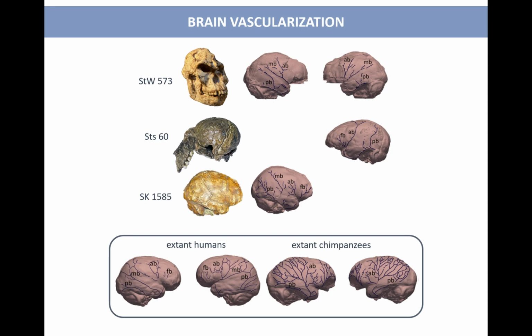So by combining all of this evidence, what we could say is that the brain of Littlefoot was different from our own brain, and that much of the evolution happened after that time, so after 3.67 million years ago.